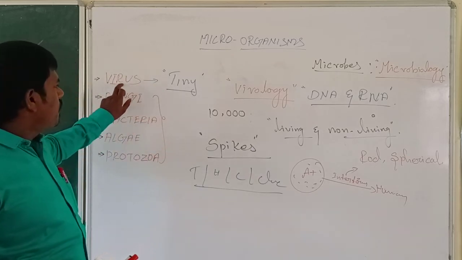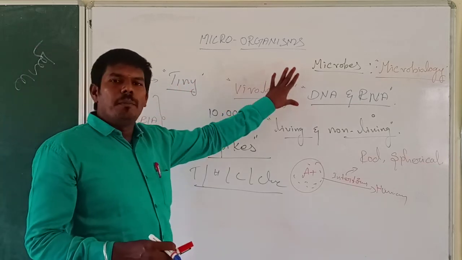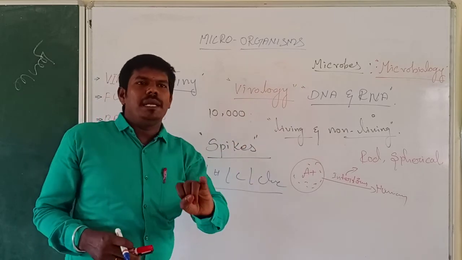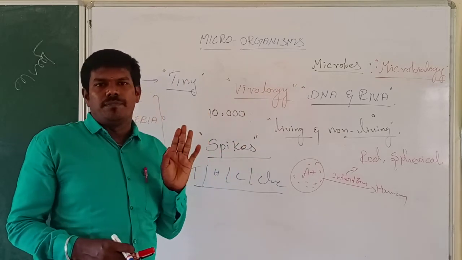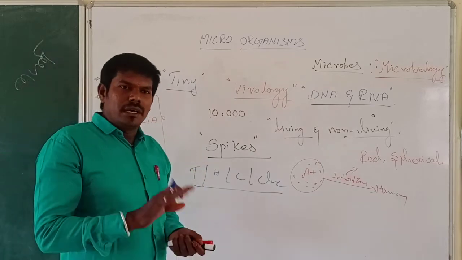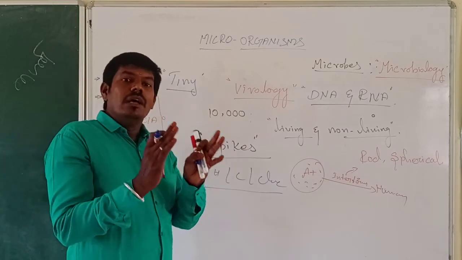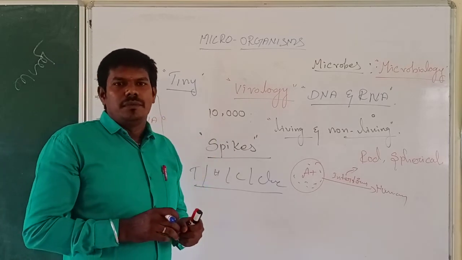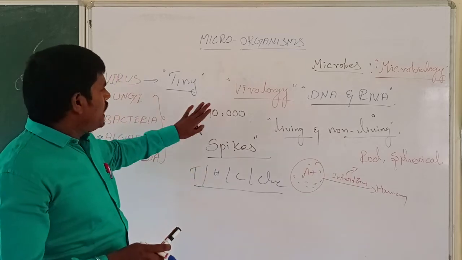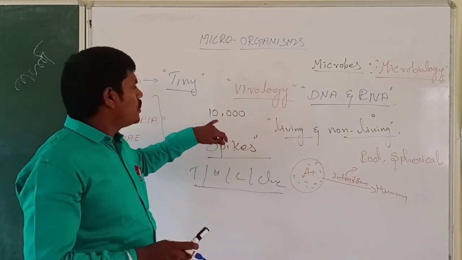The first one, virus. Virus is a tiny particle. These particles are surrounded by a protein coat. The protein coat is enveloped in lipids, carbohydrates or proteins. Maybe the 3 kinds of materials will be surrounding it. Envelope means nothing but the surrounding layer, which gives protection to the inner tissues. A virus is 10,000 times smaller than bacteria.